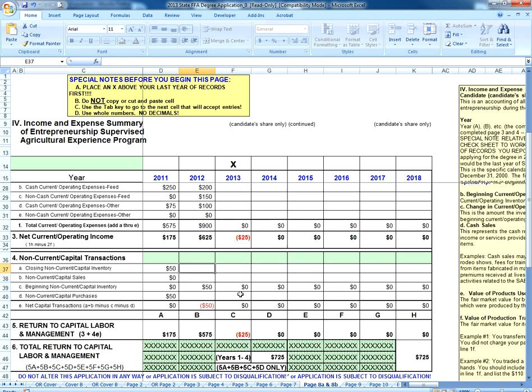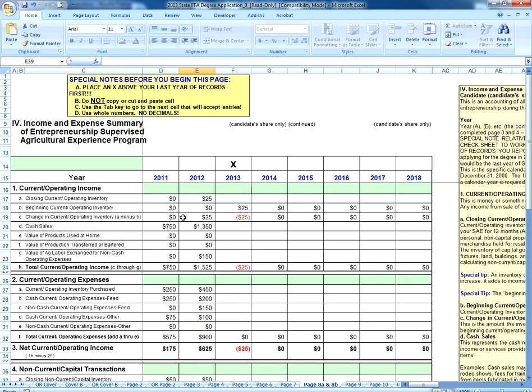Then I go ahead and finish my inventory. Did I buy any non-current capital or inventory that year? Let's say no, I didn't. And so I ended the year with that same $50 worth of materials. And then I just do that again for 2013. Closing current operating inventory. Now on this one, this is my final one. This is it right now.